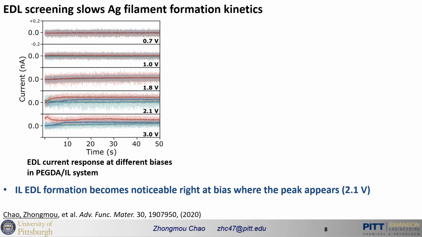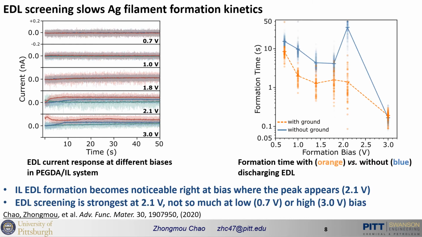This time, we allowed the AFM to discharge the previous formed EDL before starting a filament formation event. We have compared the formation times at different bias with and without discharging EDL. As we can see in the figure on the right, by discharging the EDL, formation time is decreased at all biases we tested. This trend is especially obvious at the peak formation bias, 2.1 volt.